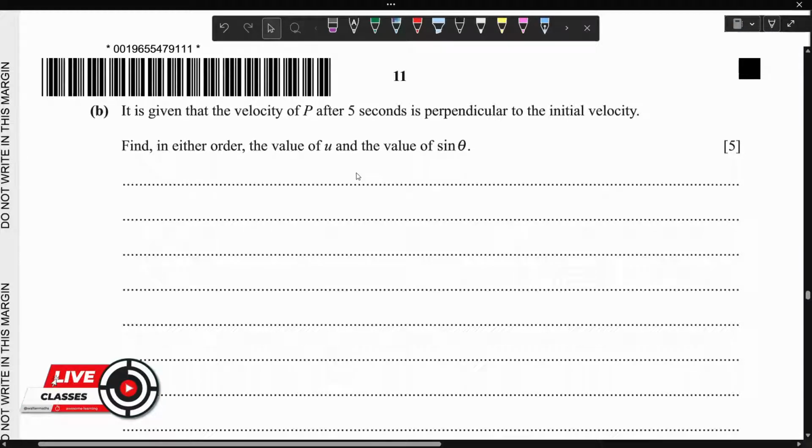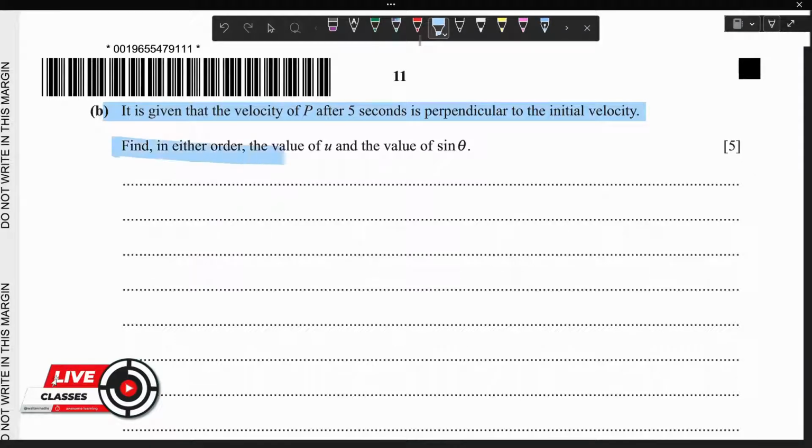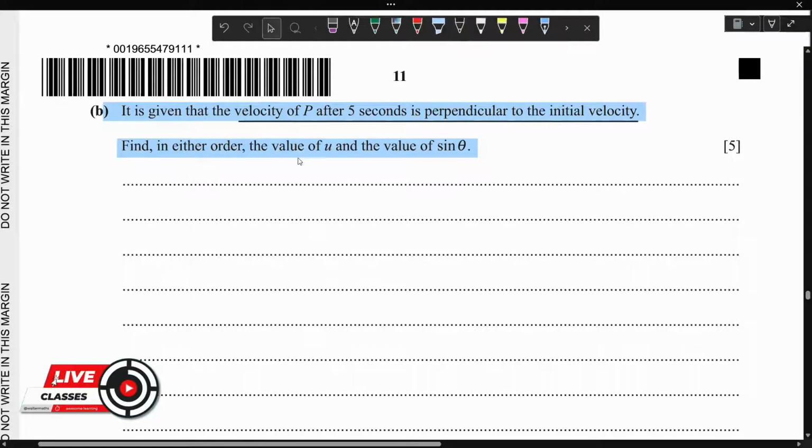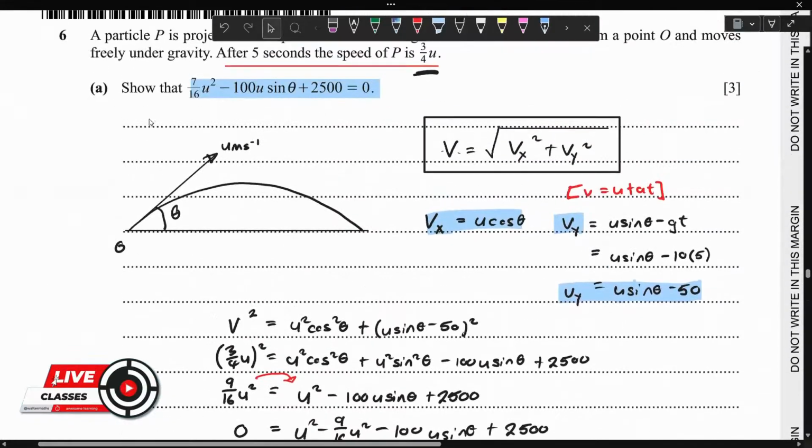Part B. On part B, the question says, it is given that the velocity of P after 5 seconds is perpendicular to the initial velocity. Find, in either order, the value of u and the value of sine theta. So let's work on this question. Here they are saying that the velocity of P after 5 seconds is perpendicular to the initial velocity. Let's see how that is.